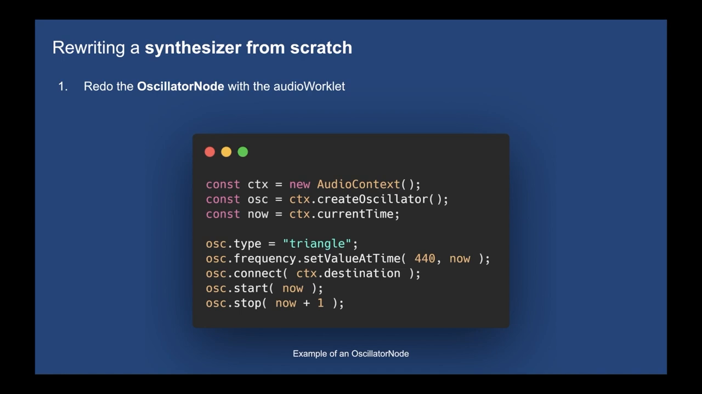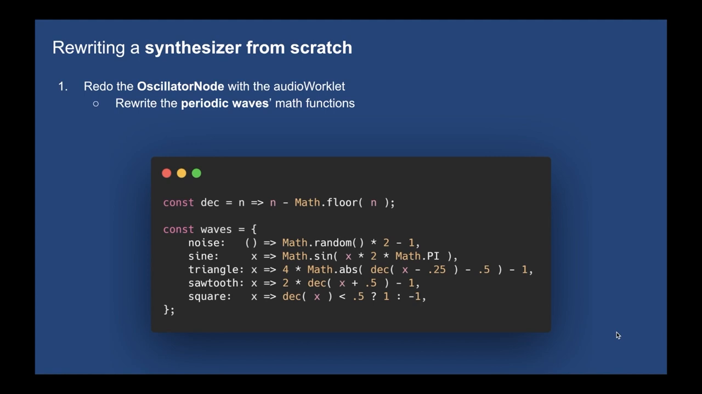So the first step of the audio worklet integration is to recode the oscillator node and stop using the native one, trying to have the same results. To do that, we started with the parameter type and its standard parameters. Remember that the oscillator node's type can be set with these values, so we use formulas to recode it from scratch.